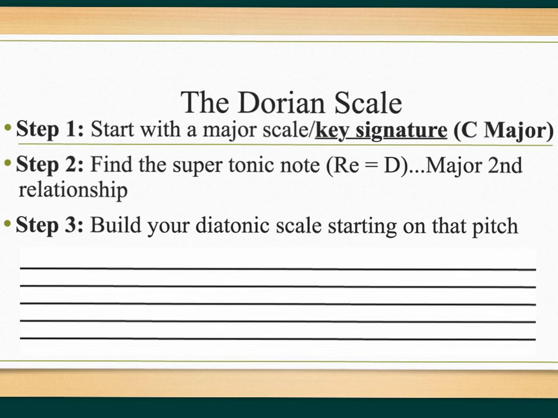So, if we're going to build the Dorian scale, which is the 2nd scale in the order of diatonic scales, we always want to start with the major scale. So, if we were to say we're going to start with the key signature of C major, no flats and no sharps, and that is the Ionian scale, we would go up to the D, the I don't play loud music at lunch, which is the D, the Dorian scale. So if we start with C major and we find the supertonic note, which we've already learned is re, or the 2nd scale degree, that in this case of C major would be D, a major 2nd up from C.